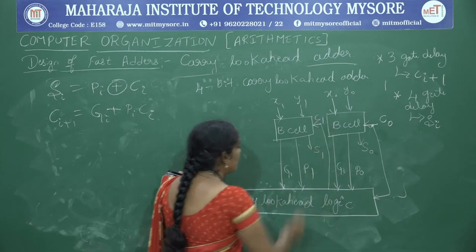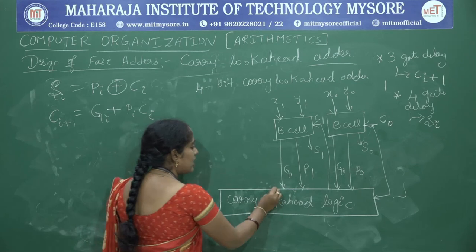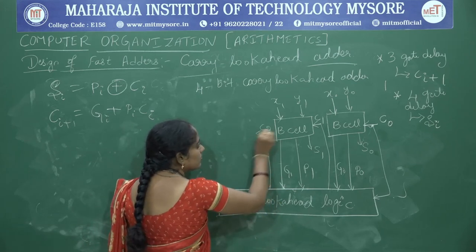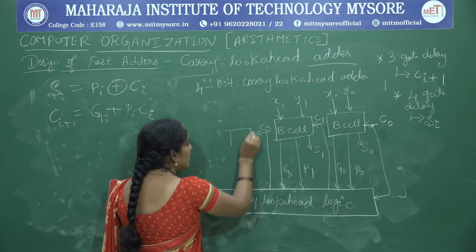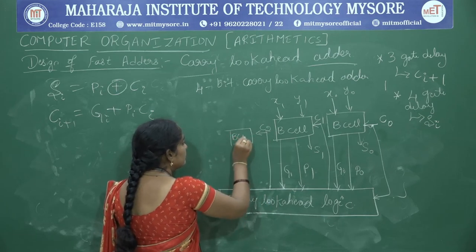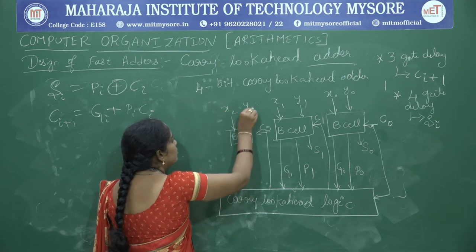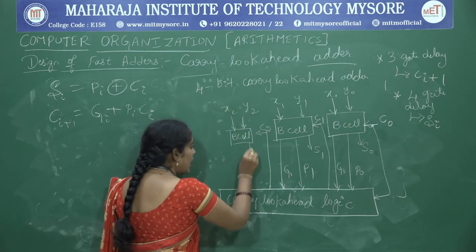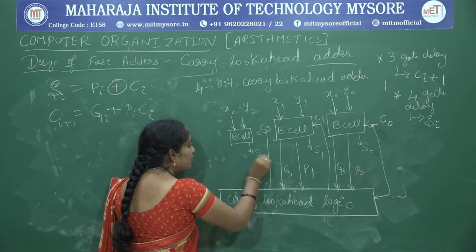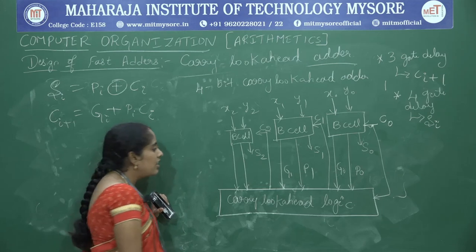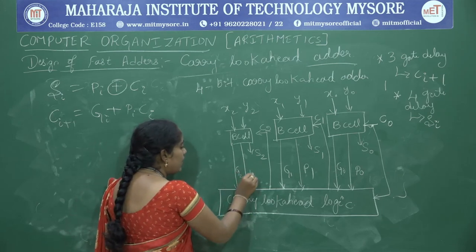This is C1. Again after this we get this value C2, and this is the next bit cell, and this is X2 and Y2, and this is S2. And what are the propagate and generate functions here? They are G2 and P2.